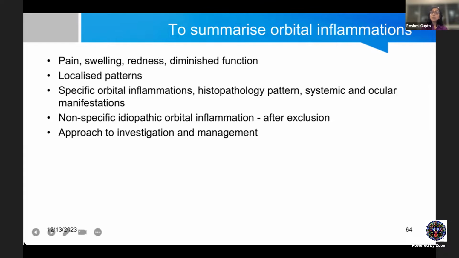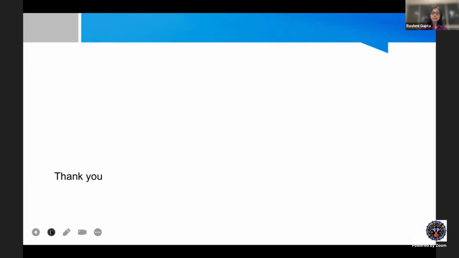And hence the name of the lecture, specific and non-specific inflammation. And we talked about the approach to investigation and management.